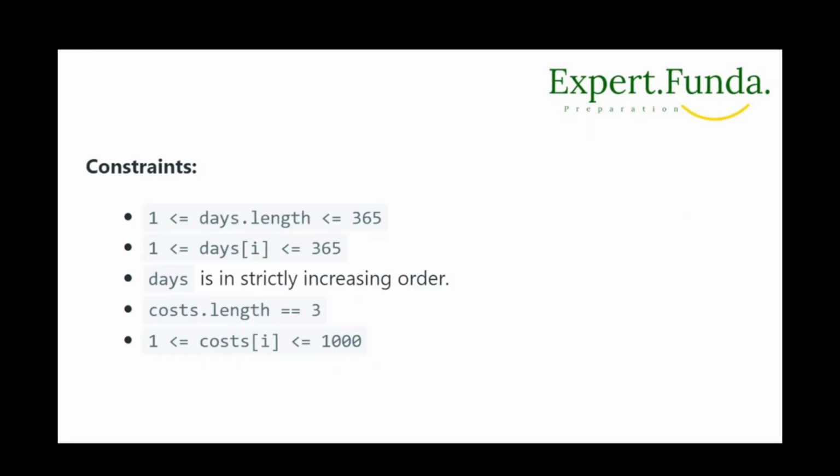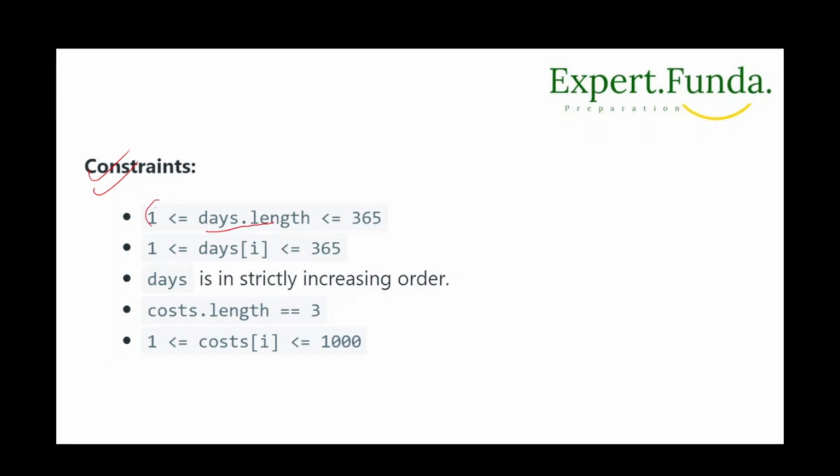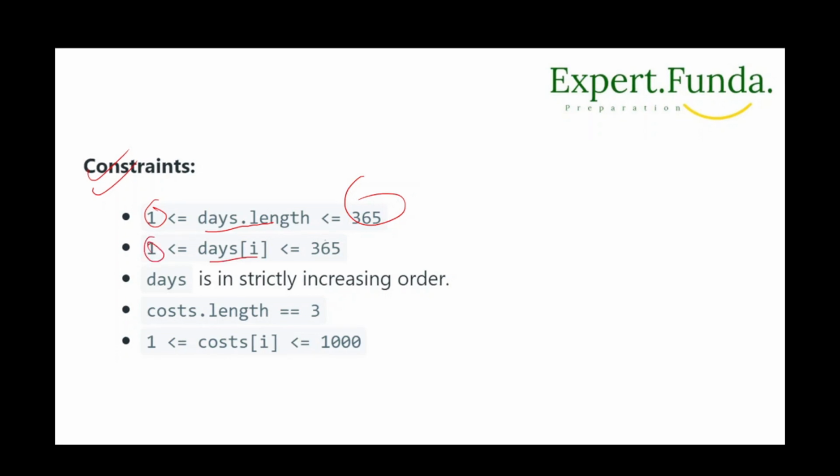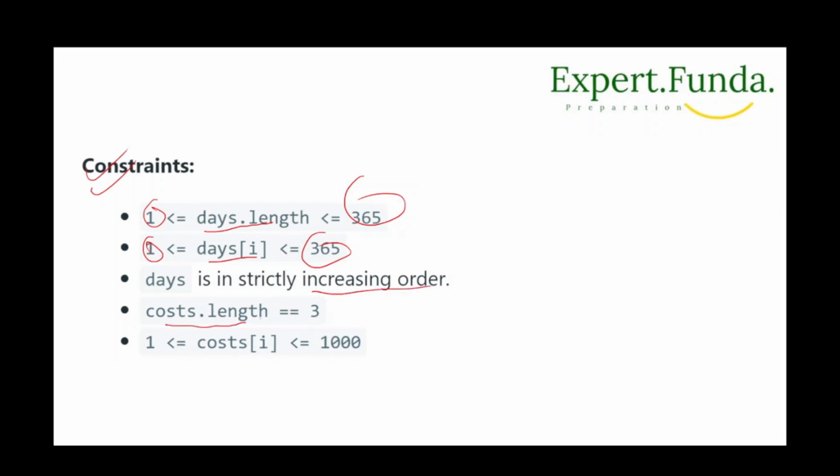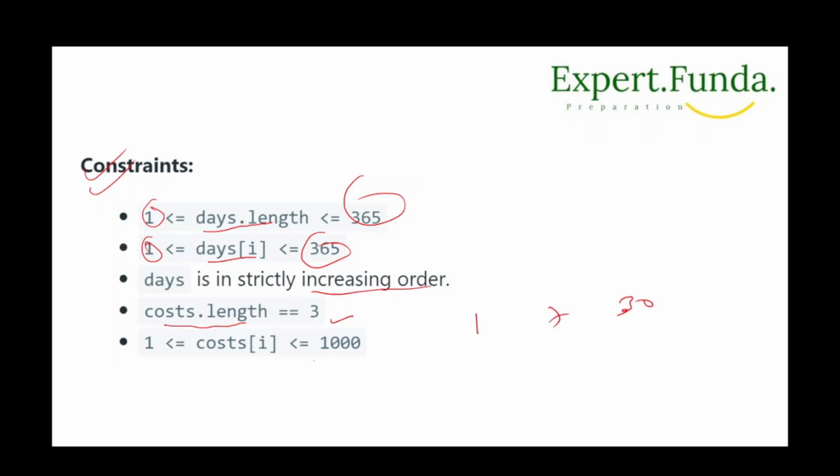Now if we talk about the constraints, right? So the constraints are very important. Days.length is between 1 and 365. Days[i] is also between 1 and 365, and days is in strictly increasing order, right? And costs.length is equal to 3. Maximum 3 will be there because for 1-day pass, 7-day pass and 30-day pass. And costs[i] is greater than or equal to 1 and at most 1000.